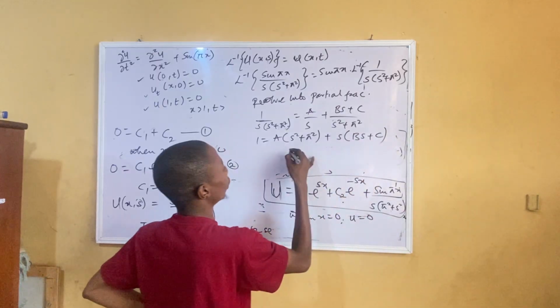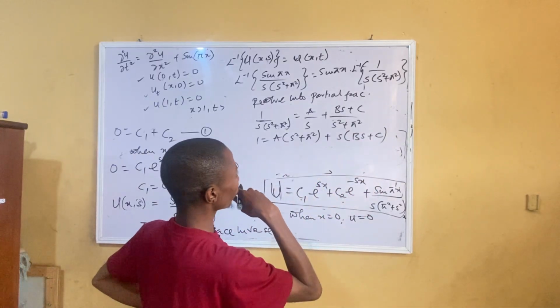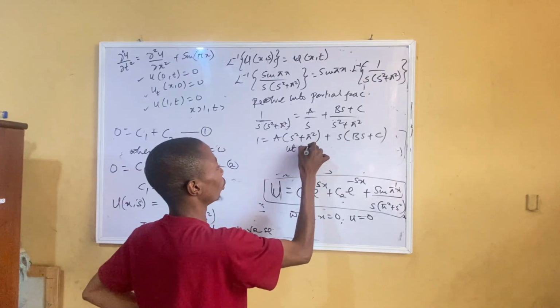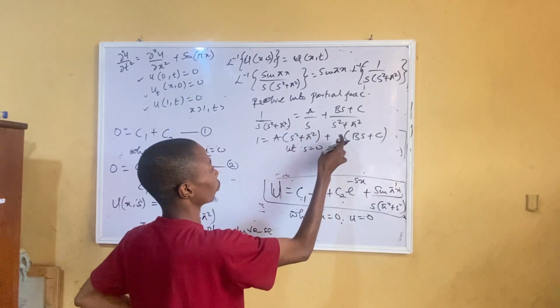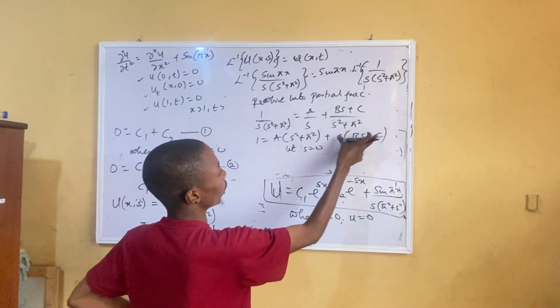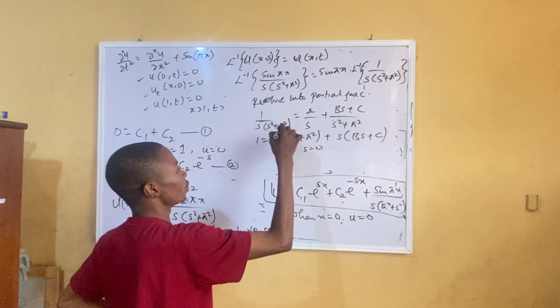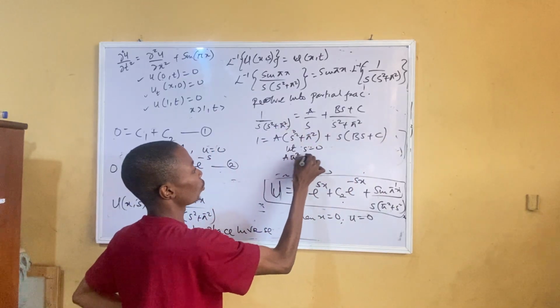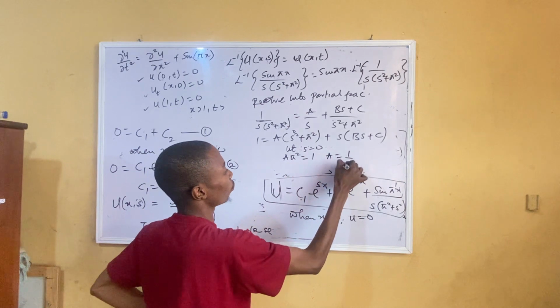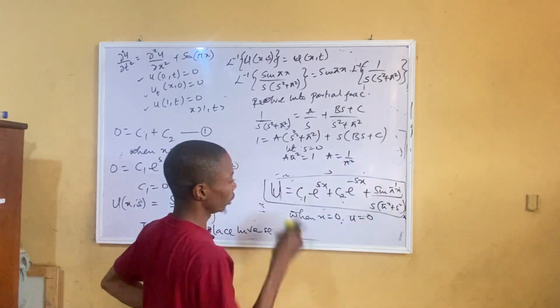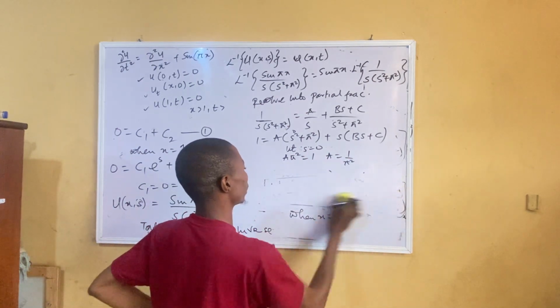All right. So let s equal 0. If s is 0, everything multiplied by s will turn to 0, so this one will be 0. This will be A pi squared equals 1, so A is 1 over pi squared. Do you remember partial fraction? Then how do we do the rest?